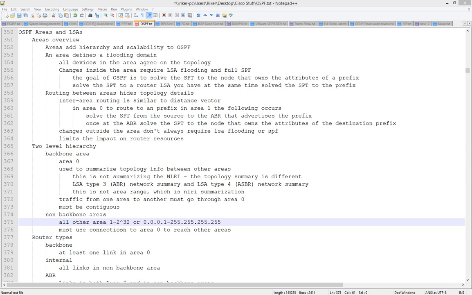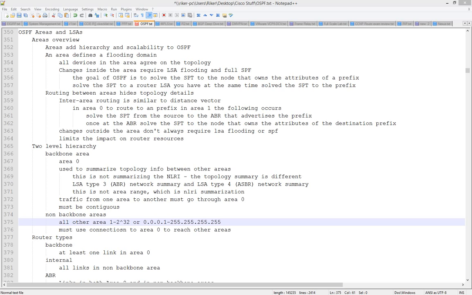So when it comes to routing between areas, you get into some issues, and the general idea is that inter-area routing is similar to distance vector. So in area 0, to route to a prefix in area 1, you have to solve the shortest path tree to the ABR that's being advertised to that area. Once at the ABR, solve the shortest path tree to the node that owns the attributes of the destination prefix. Changes outside the area don't always require LSA flooding.